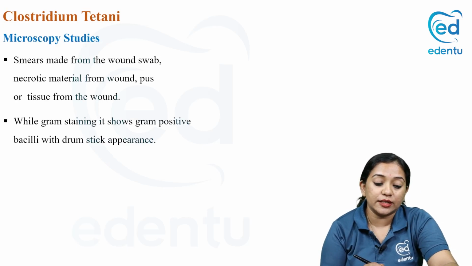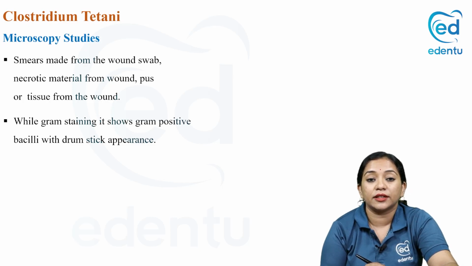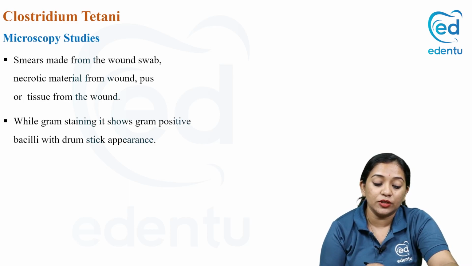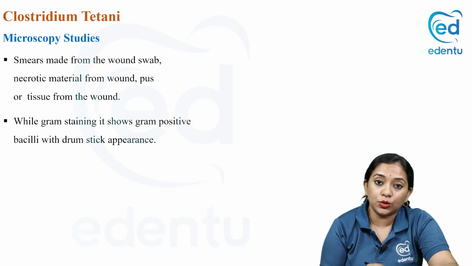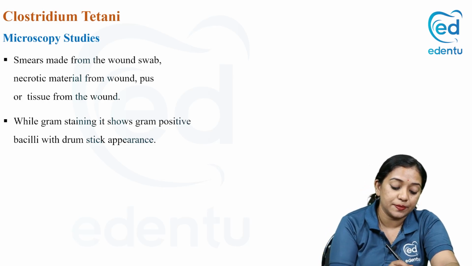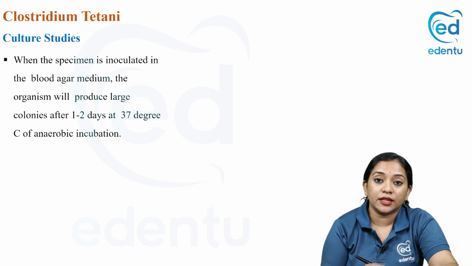The first one is the microscopic studies. In that, what we do is we take a smear, that is the cells or the swab from the lacerated area. Sometimes we can also take the pus from the wound area, and we do the gram staining. In gram staining, it will show gram positive bacilli, and it will have a shape of a drumstick as well. Coming to the second one, that is the culture studies.